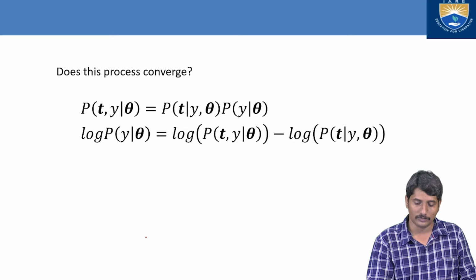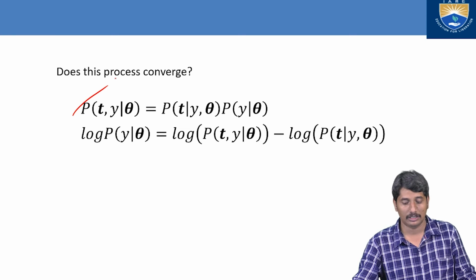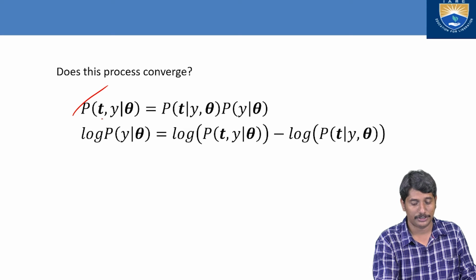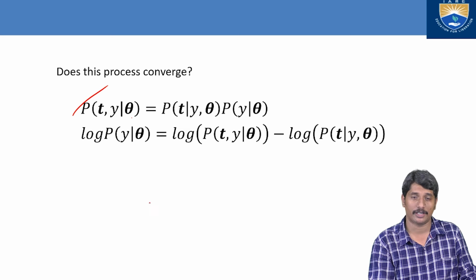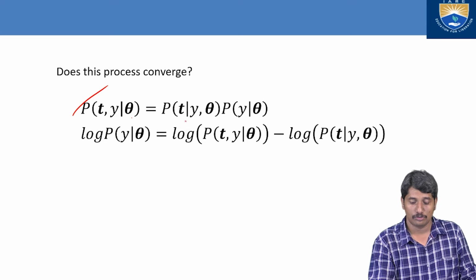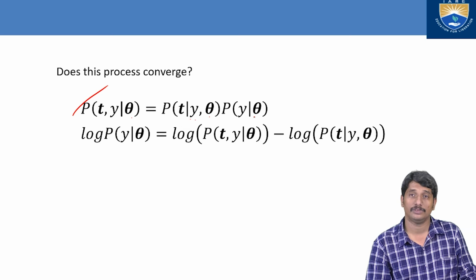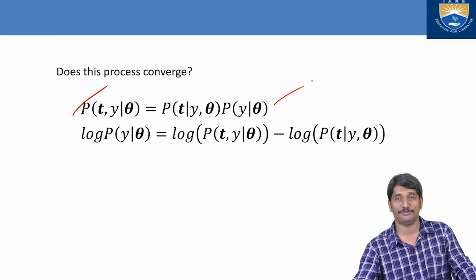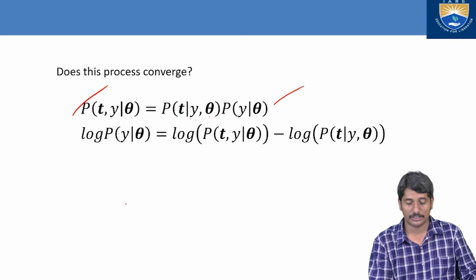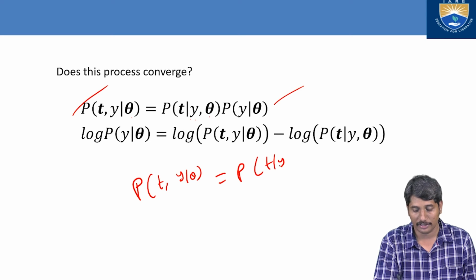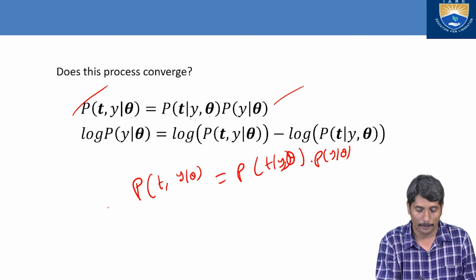For that, we are going to use this equation on the conditional probability density function, that is, probability of t comma y given theta, where theta is the parameter and t comma y are the variables, is equal to probability of t given y comma theta into probability of y given theta. This is a famous formula, the probability density function. Now, suppose I take P of t comma y given theta equal to p of t given y comma theta into p of y given theta. Now apply log on both sides.